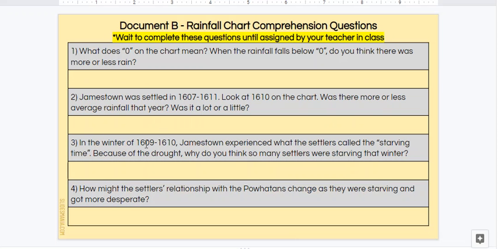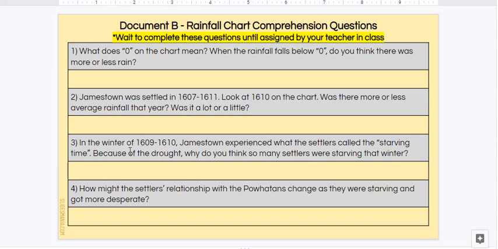Let's take a look at these questions. Again, these are just to get you thinking about the document. We're not going to answer these right now. What does 0 on the chart mean? When the rainfall falls below 0, do you think there was more or less rain? Jamestown was settled in 1607 through 1611. Look at 1610 on the chart. Was there more or less average rainfall that year? Was it a lot or a little?